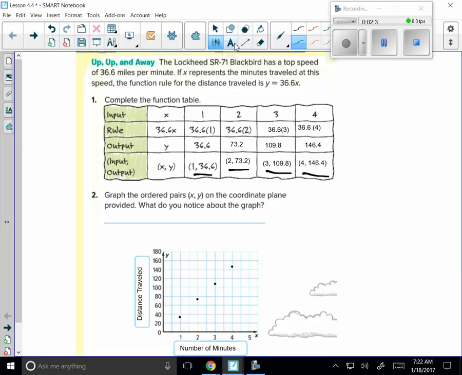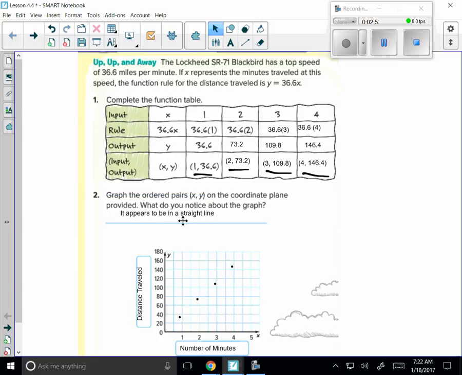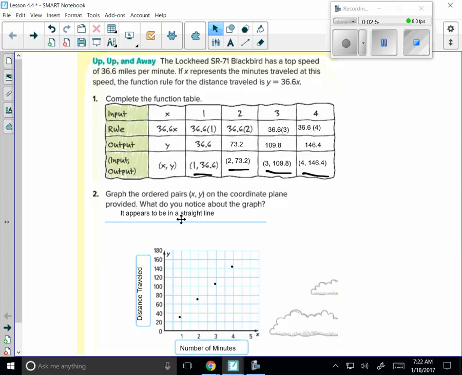All right, and the question actually says here, what do you notice about the graph? One of the biggest things that I notice is it appears to be in a straight line, which hopefully by now we remember that that means it is linear. So what do I notice about this graph? It looks like it is in a straight line here.